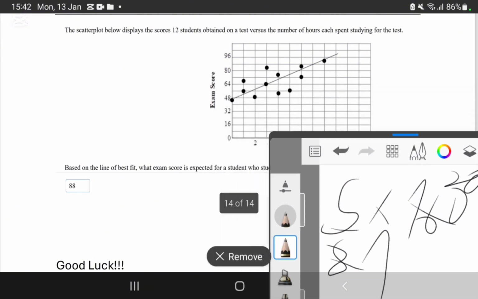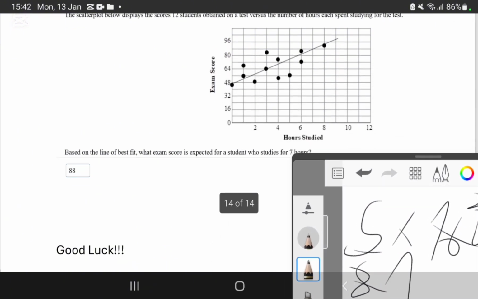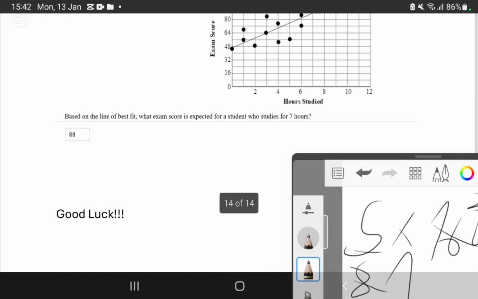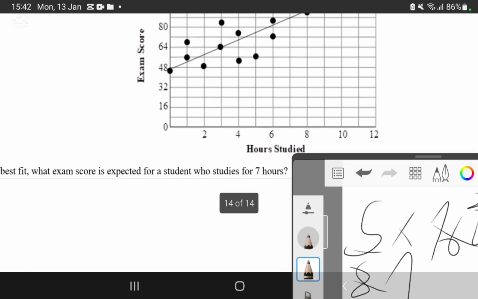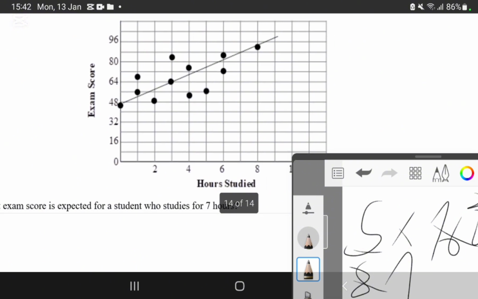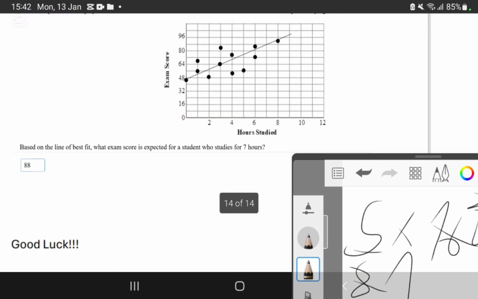Last question. Based on the line of best fit, what exam score is expected for a student who studies for 7 hours? So basically for this question, we just go to the x-axis and find 7, which is between 6 and 8, and then we go up to find the y, and we will find that y is exactly in the middle between 80 and 96, which will give us 88.